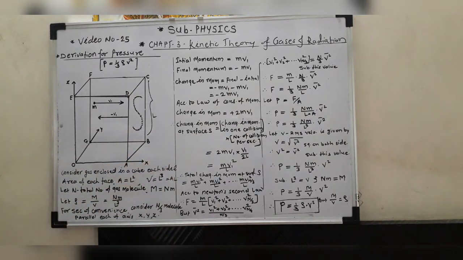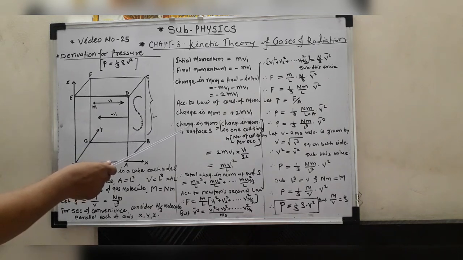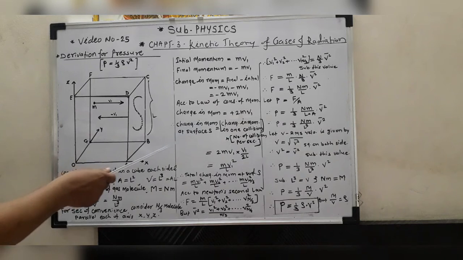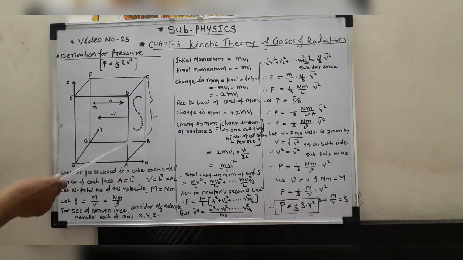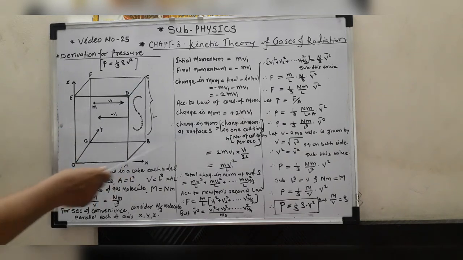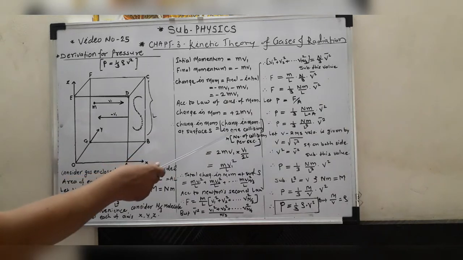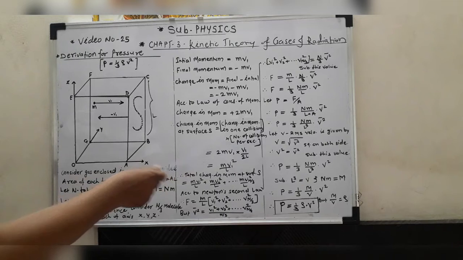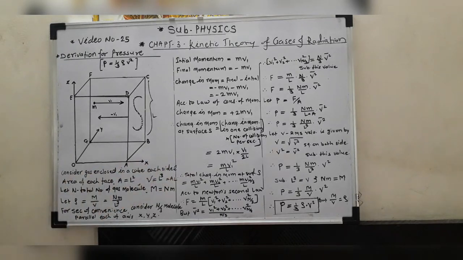Therefore we can find the change in momentum at the surface S, which is given by the change in momentum in one collision times the number of collisions per second. This formula is very important. Next we have to derive the formula for the pressure.